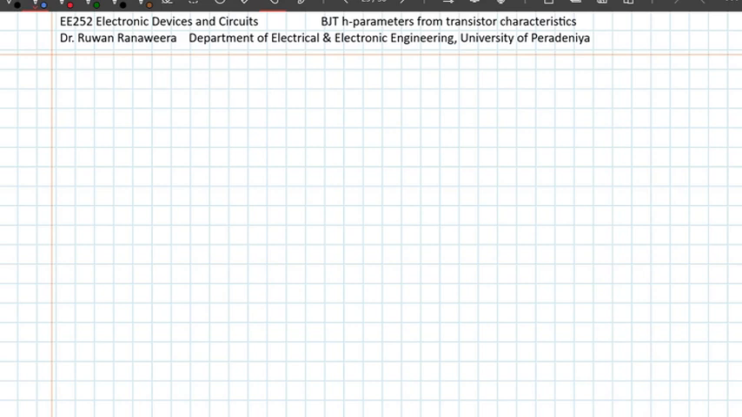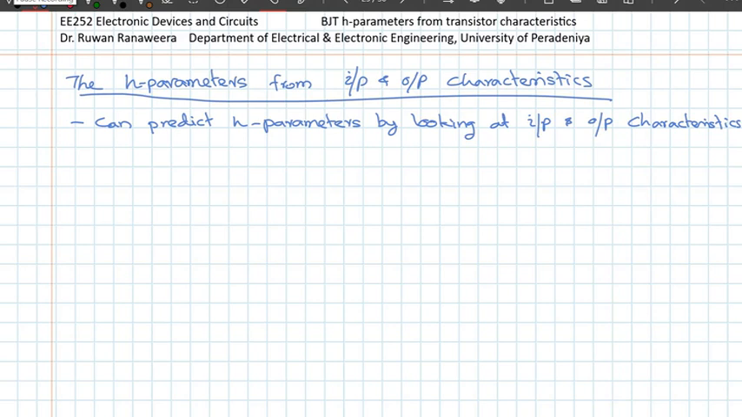So this VBE versus IB, or IB versus VBE, input characteristic also gives us some H parameter values. Okay, right, so let's get started here. H parameters can be predicted by looking at the input and output characteristics. That is what we are going to see.